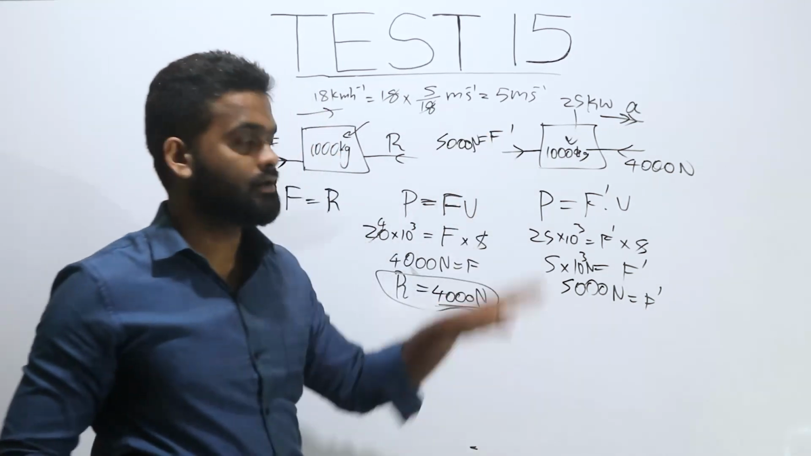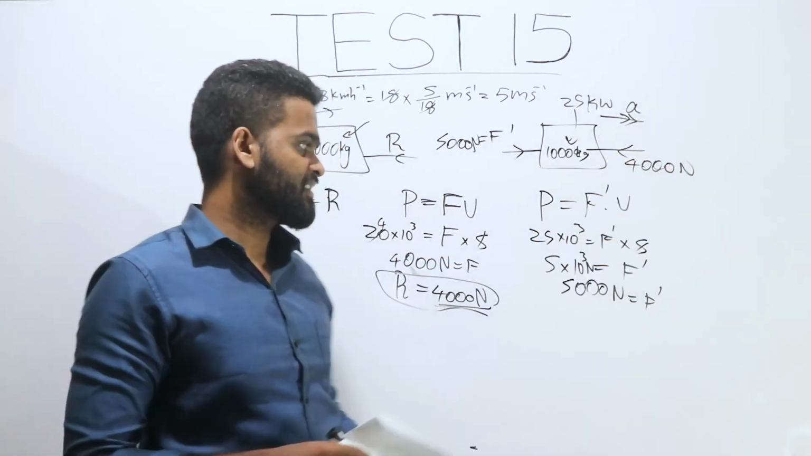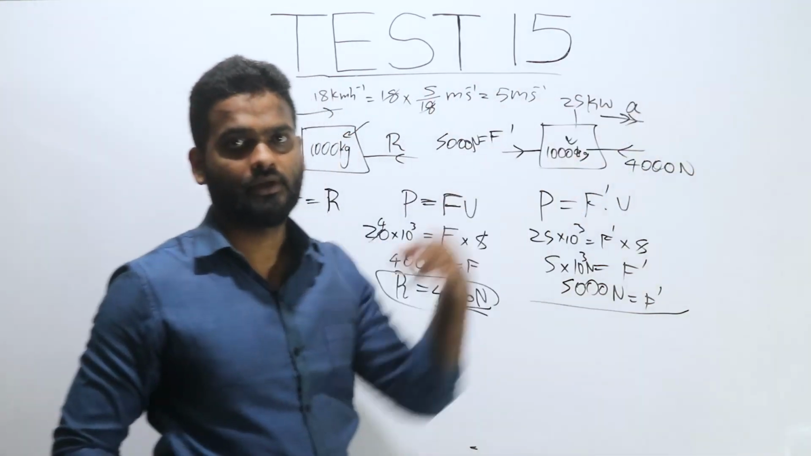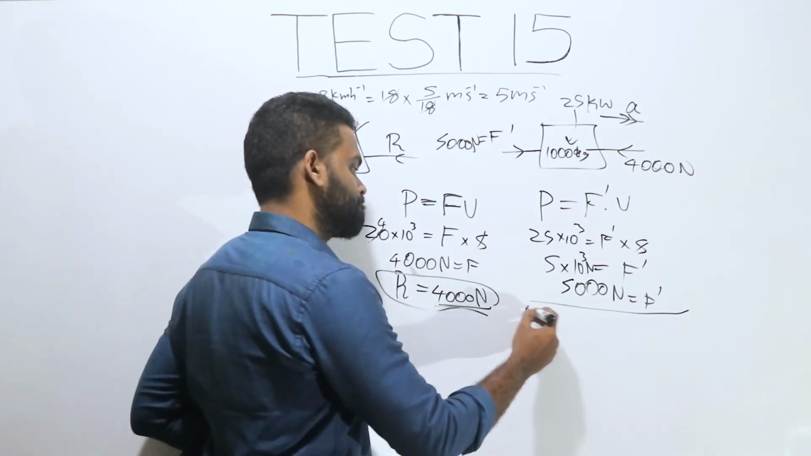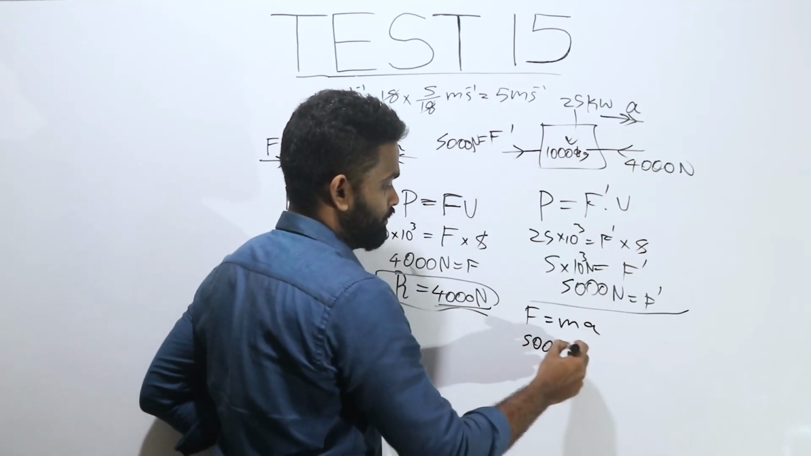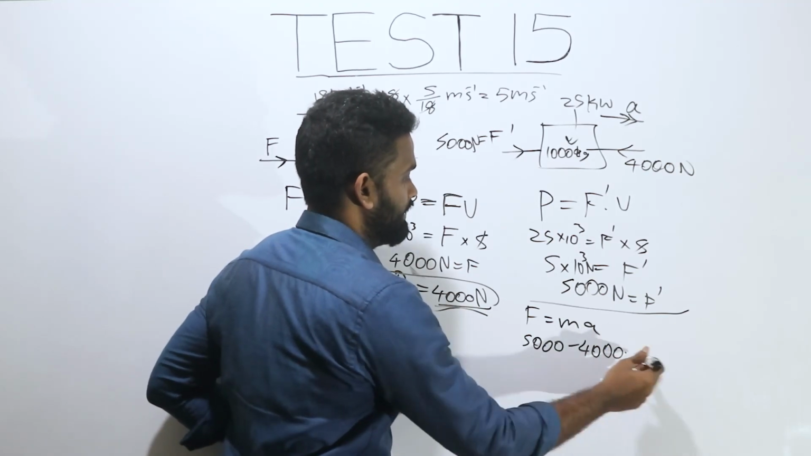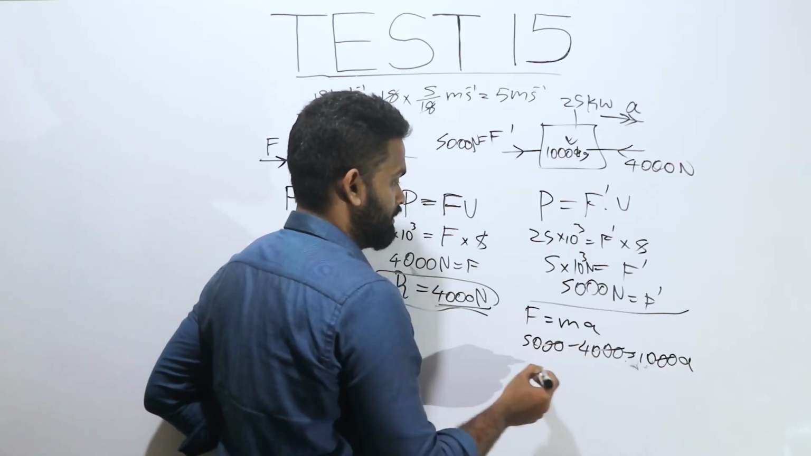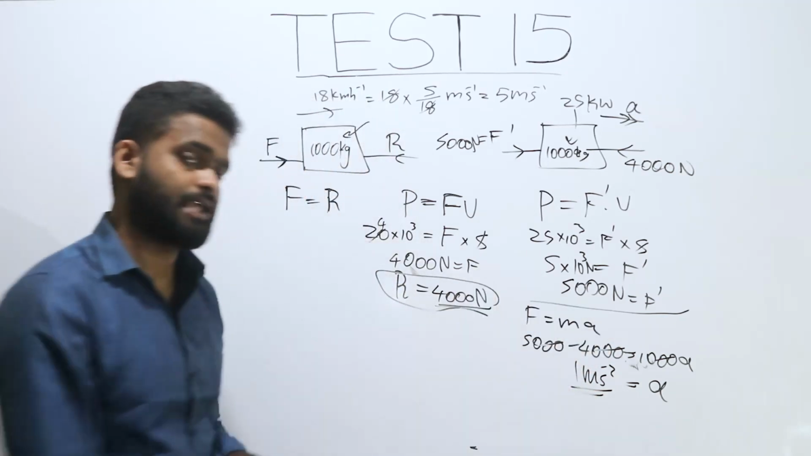So as you can see, now the driving force is 5000, the resistive force is just 4000. So there must be an acceleration to this side. In order to find the acceleration, we have to apply F equals ma. So 5000 to this side, 4000 to the other side, mass of the car is 1000, times acceleration. Then acceleration is 1 meter per square second. So this is the acceleration of the car.